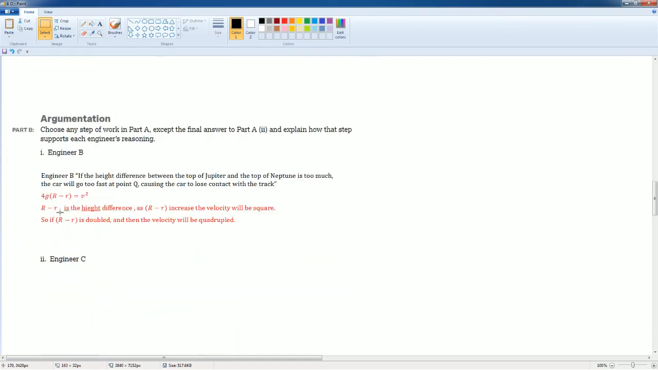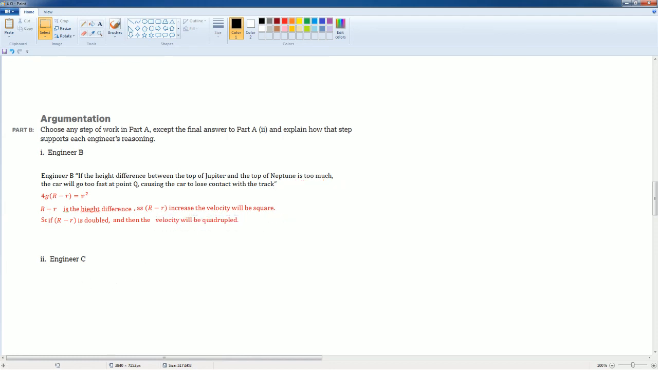And we saw that R minus r is the height difference. So as R minus r increases, the velocity will also be squared. So if R minus r is doubled, then the velocity will be quadrupled. This proves that if the height difference is too much, and that is what we mean by doubled, right here, if R minus r is doubled, we see that the velocity will be quadrupled. And if it's going to quadruple, it's going to fall off the track.